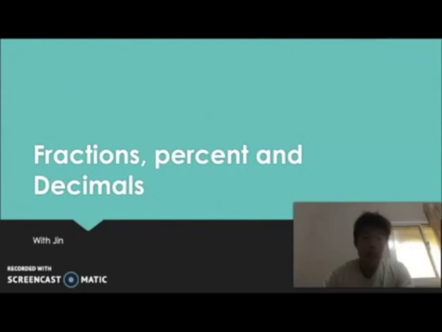Hello class, today we will be covering fractions, percents, and decimals. This is an important topic to cover because it will be covered in your competencies, and as 8th graders, you must be able to move between fractions, percents, and decimals very easily as it is necessary for your math skills in 9th grade and beyond.